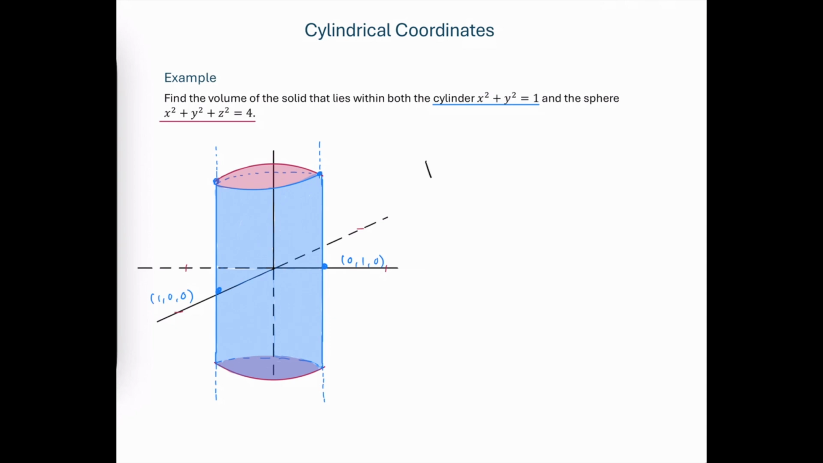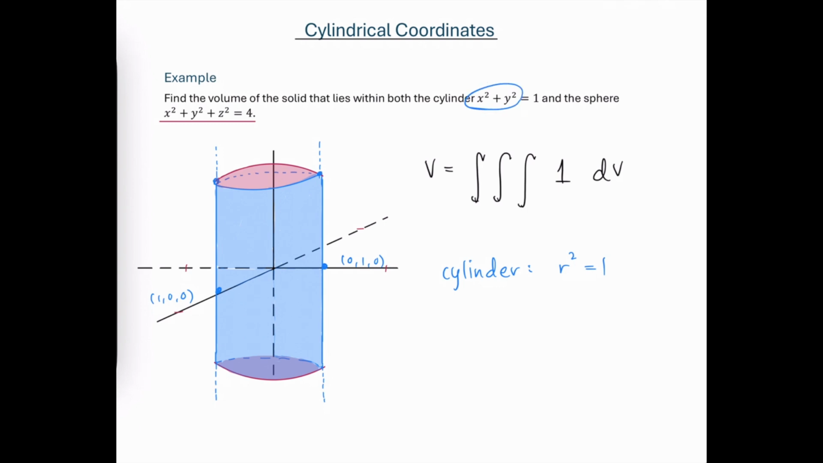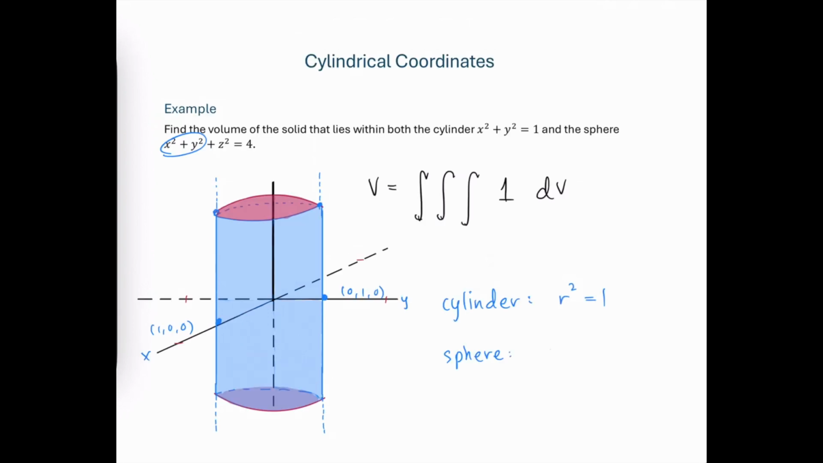Now remember, we can find the volume using a triple integral if the integrand is equal to positive 1. And we're also going to use cylindrical coordinates in order to determine this triple integral. So let's go ahead and convert our cylinder equation to r squared is equal to 1, substituting in r squared for x squared plus y squared. And similarly for the sphere equation, let's plug in r squared again. So now we have r squared plus z squared. Remember, with cylindrical coordinates, we don't plug in anything for z.